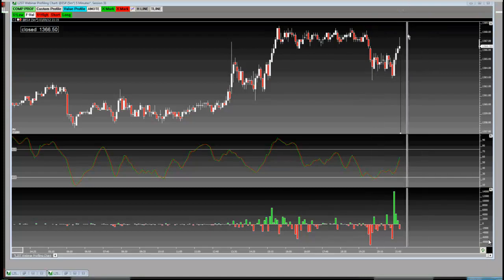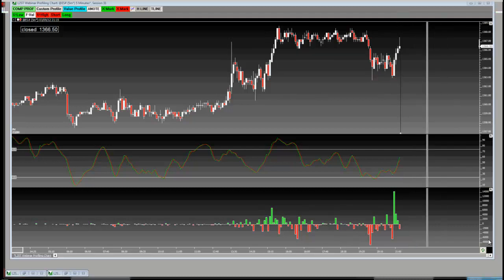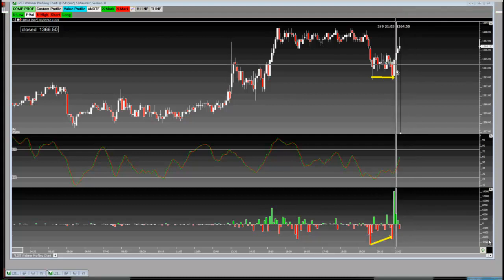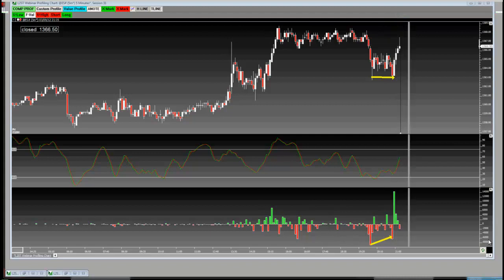Here I also consider this a divergence, when price almost makes exactly the same low. So it's not quite a lower low, but if you look at the delta, it's clearly a higher low. So that's still a divergence as well. What happens? Price corrects itself, it moves up. So divergence is often a heads up.